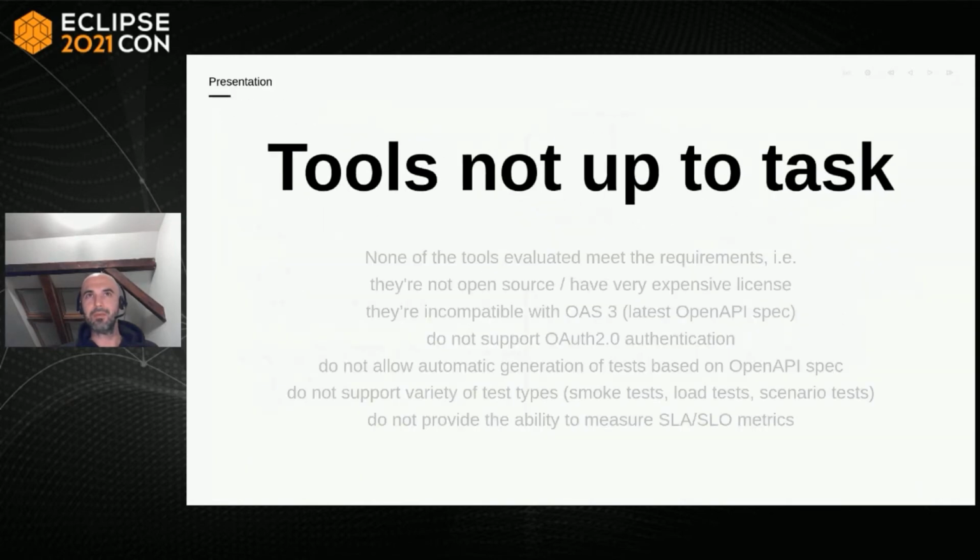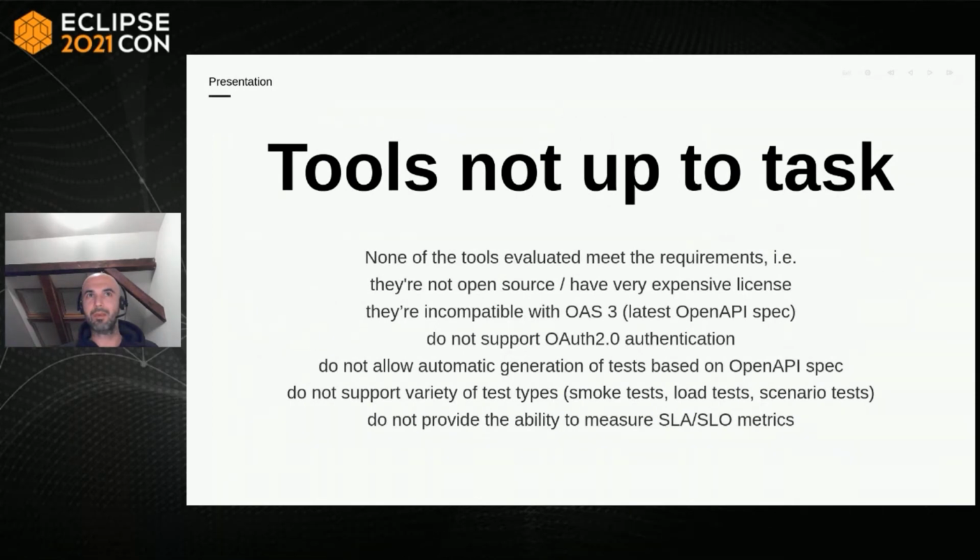Some of the tools that I mentioned, which were not up to the task, I will mention by name. But the basic problem is that none of the tools evaluated met the requirements. They were either not open source or had a very expensive license, were incompatible with OpenAPI 3, the latest OpenAPI spec, did not support OAuth 2.0 authentication, do not allow the automated generation of tests based on the OpenAPI spec, or simply do not support the variety of test types that you need in order to fully cover your REST API.